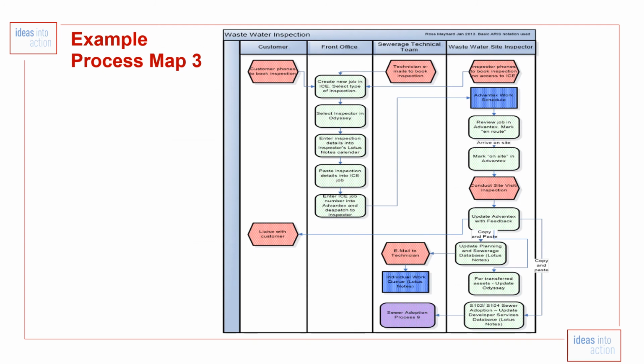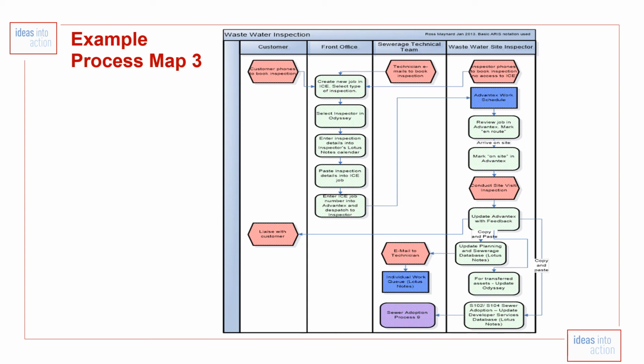The third example of a process map here given is one from a few years ago. It's a wastewater inspection process, and this does use a notation called EPC, Event Process Chain. This is a high-level process map with swim lanes for each of the departments and the customer involved, so we can see who's working out each activity. And again, we can see the process does jump between teams quite a bit, which is a potential source of error.